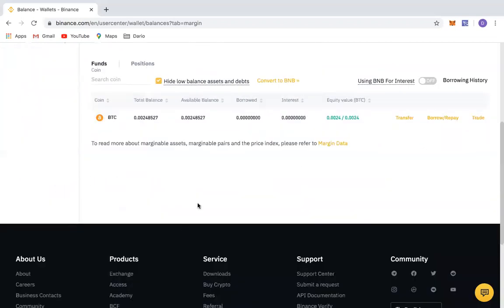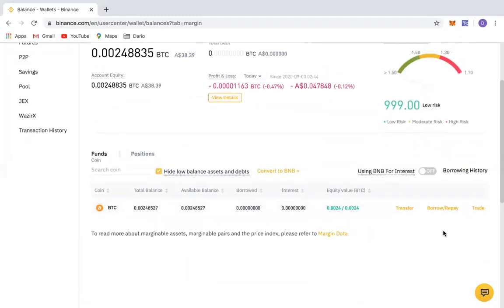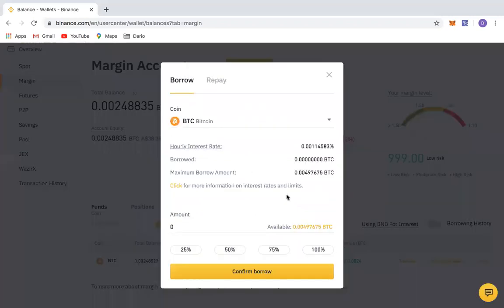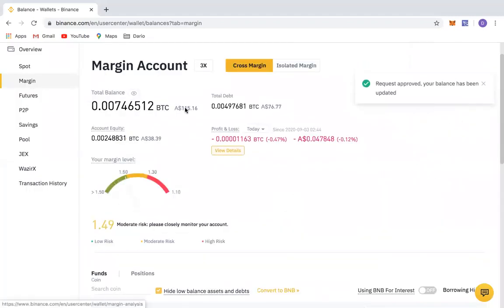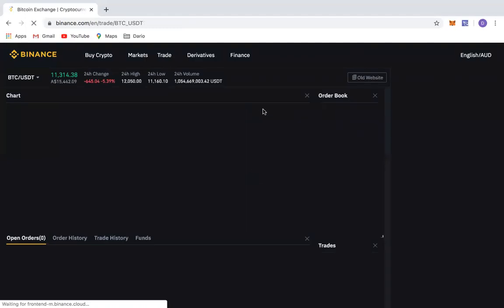So here we've got our balance of Bitcoin. Now, if I want to trade on 3 times margin, which I have up here, I can borrow right now 0.05 Bitcoin. And I've actually got 3 times my amount. So if I want to trade now on margin, I can just click here. It's going to take me into the exchange.